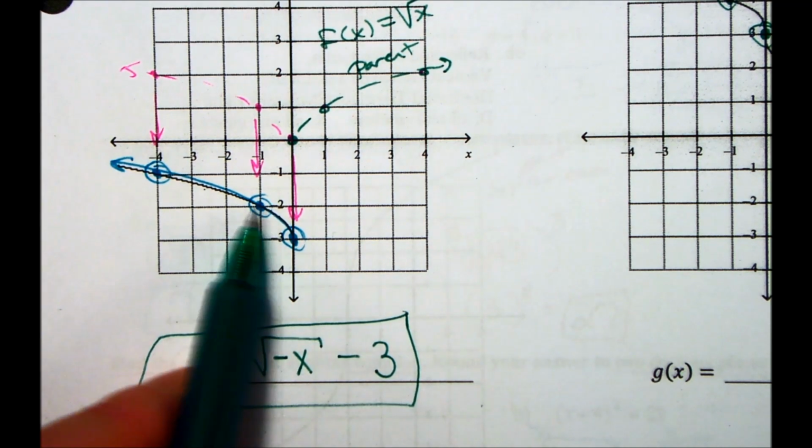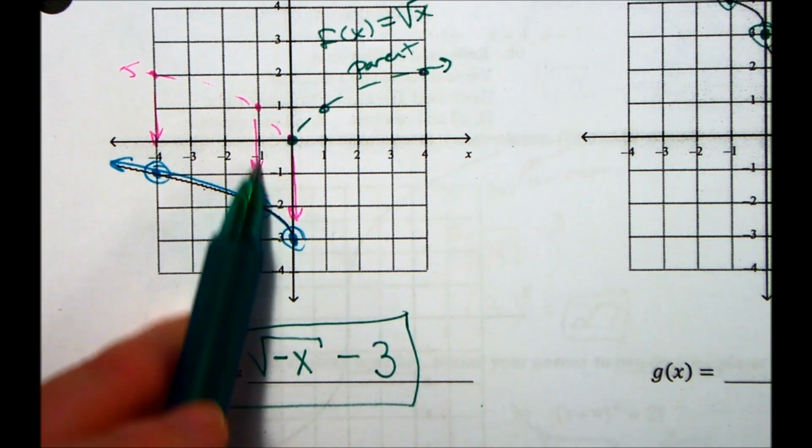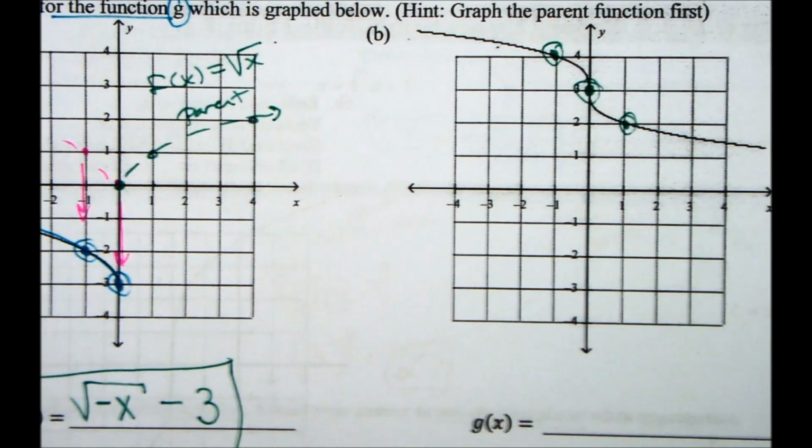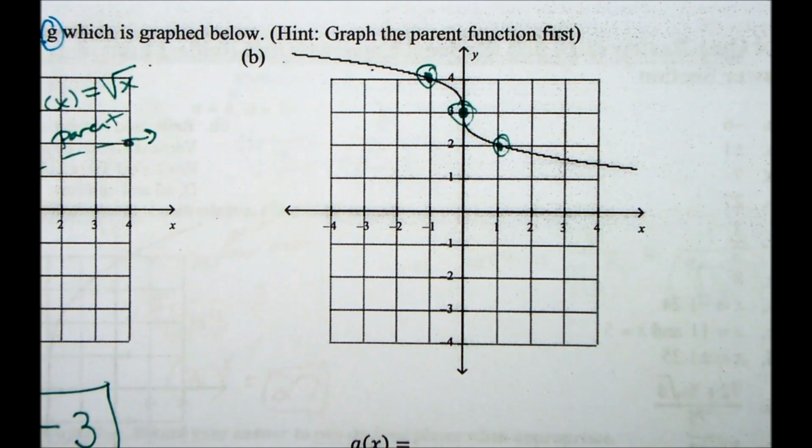Minus 3 is negative 2. So that does give me the point negative 1, negative 2. So those are different ways of checking your work if you're not real confident. All right, so the next one here, again, we're going to graph our parent.